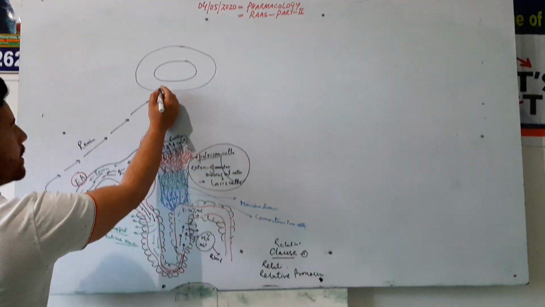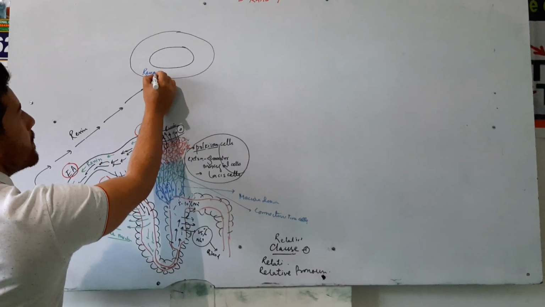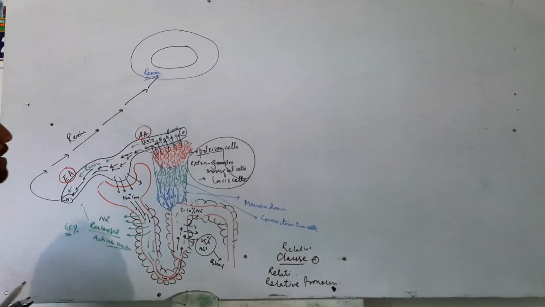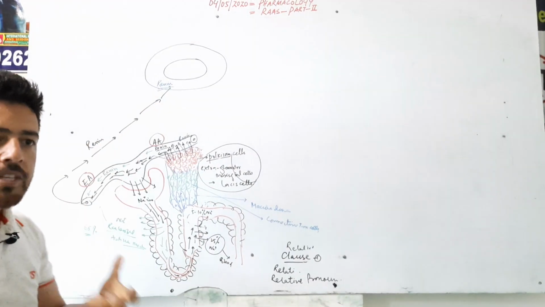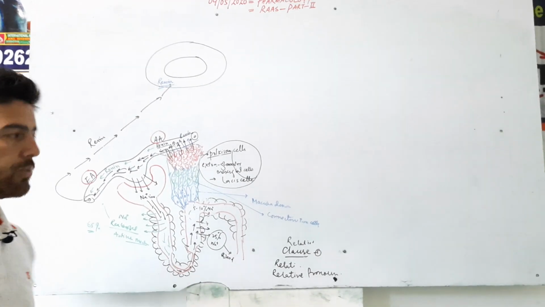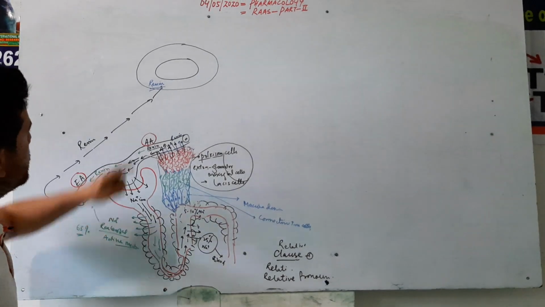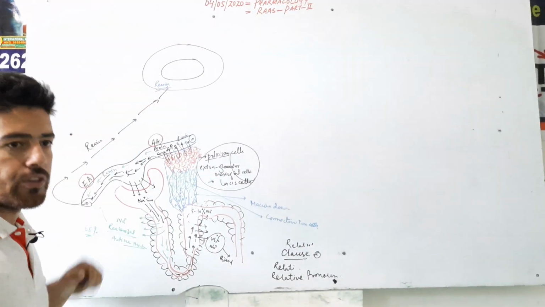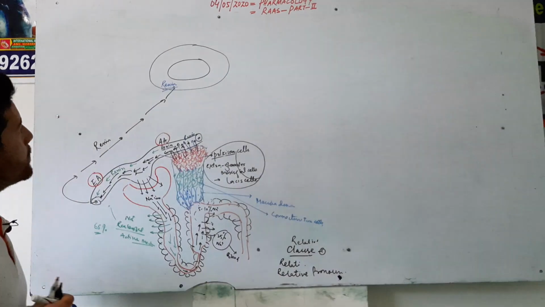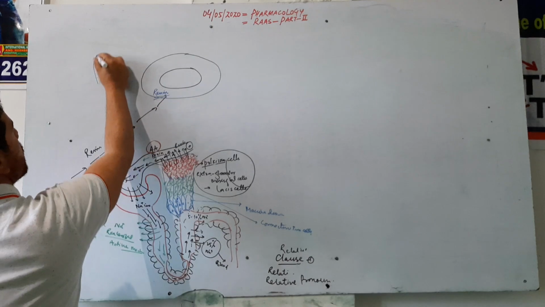Now, since this renin is an enzyme, it will act upon some substrate molecules, and the most important substrate molecule in this systemic circulation is angiotensinogen. So, where is this angiotensinogen released from? That is actually released from the liver.